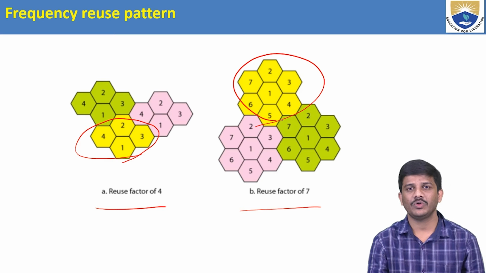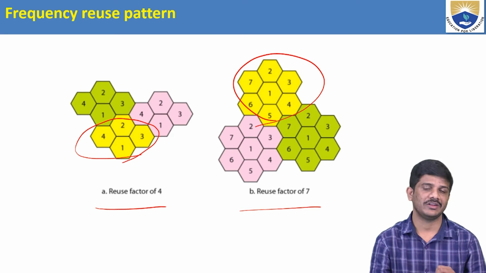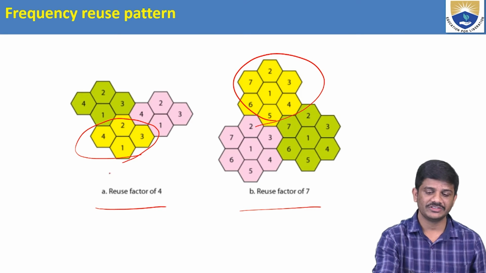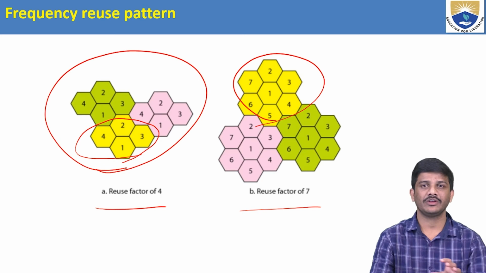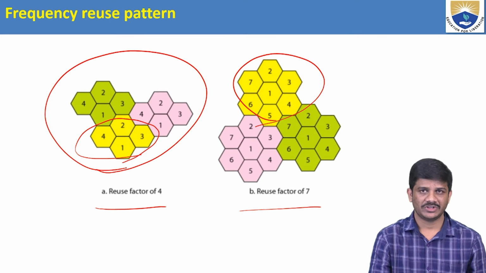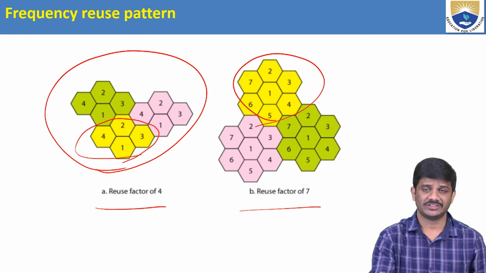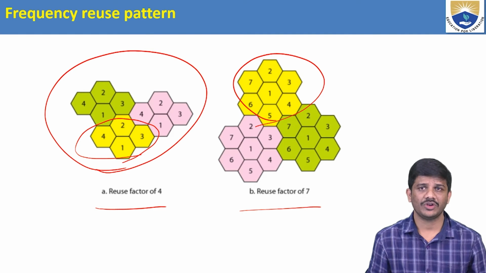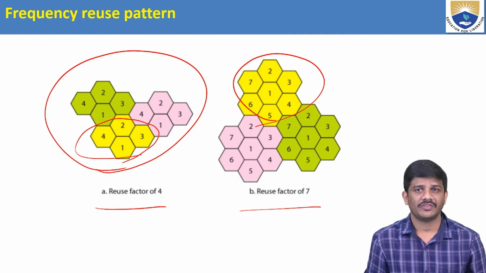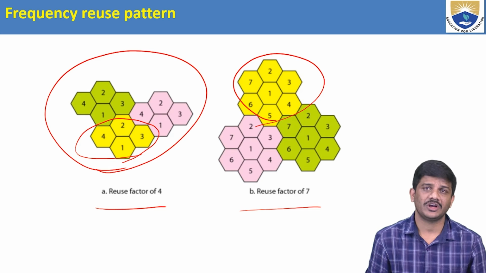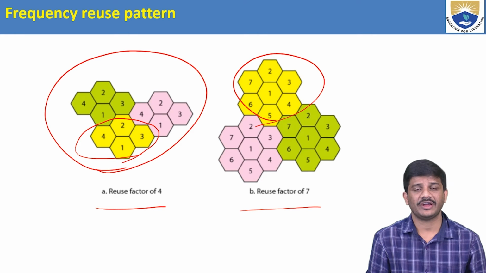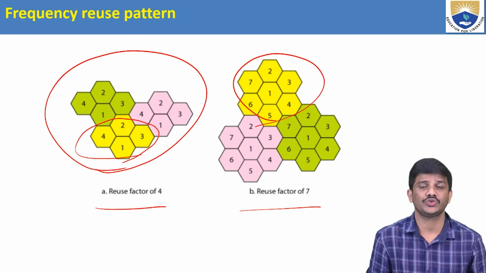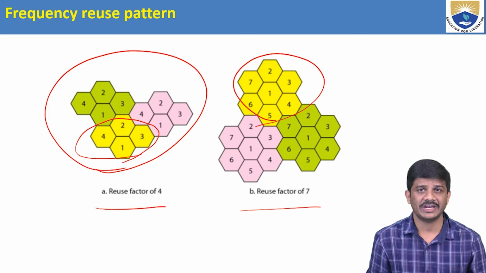A group of cells is called a cluster. One geographic area is divided into 3 or 4 cell clusters, and here into 7-cell clusters. You can observe the different colors. Then we can find the reuse factor of the particular cluster, and also the reuse ratio, which we'll see in the further slides.